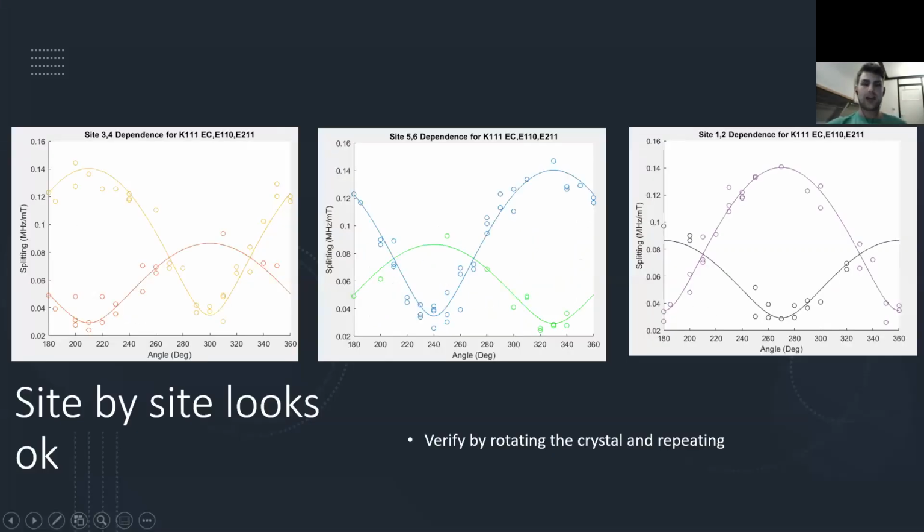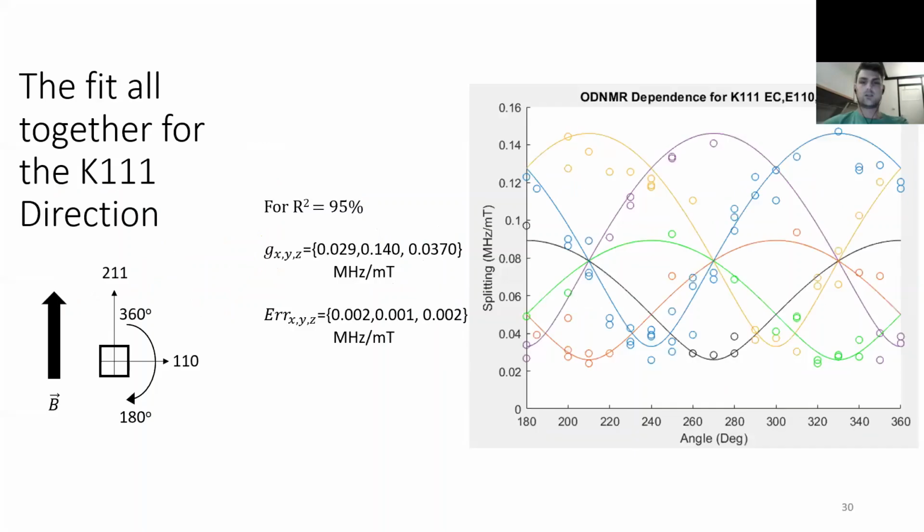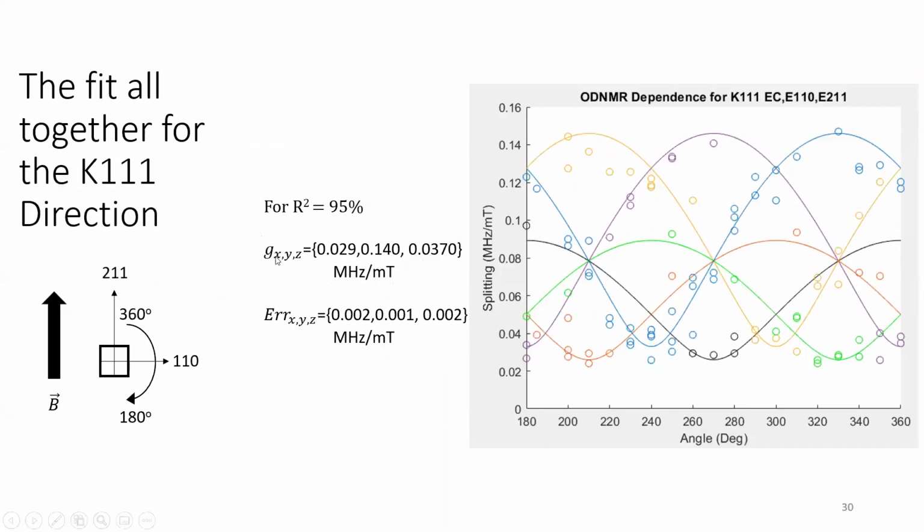Now, when we do that, you break down your big data set into something site by site, you actually see pretty decent agreement between many of the different site curves that allows us to guess a G-tensor that maybe makes sense and explains all the resonances we see. Now, there is still some variance to the data, so we verify by rotating the crystal to a different orientation and repeat. Oh, here's the whole thing put together again with some values. So our G values in splittings and our fit confidence for this one direction.